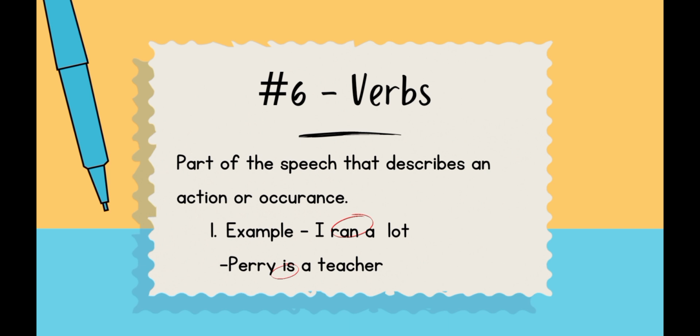Perry is a teacher. So "is" is the verb here. Perry is a teacher. "Is" is the verb here.